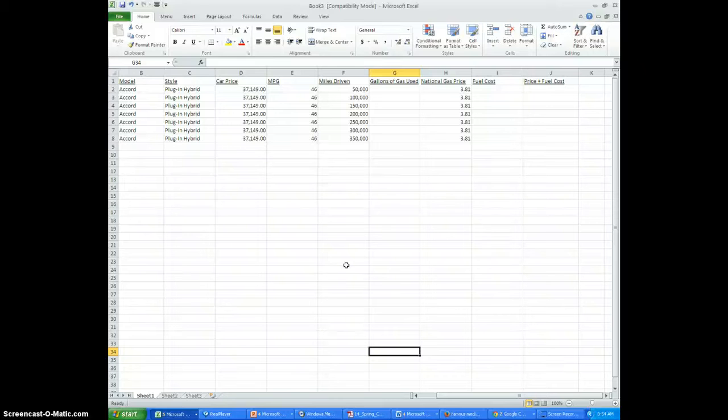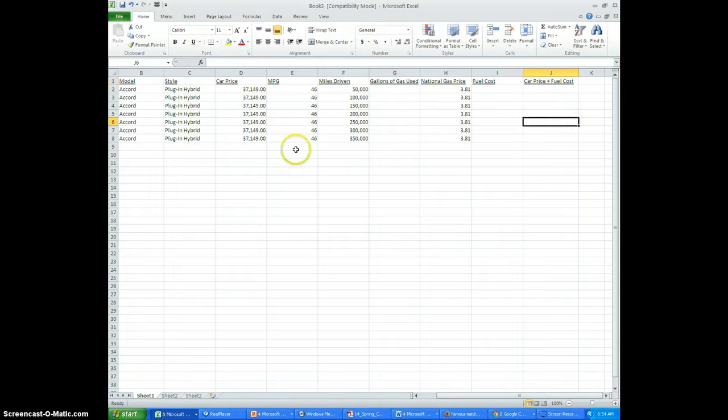Okay, the point of this assignment is to be able to compare the price of a car when calculating in the miles per gallon it gets and how much it's going to cost you in fuel per year. So you see the last column we have is the price of the car, as we'll make that car price. Go ahead and make that now. Car price plus fuel cost.